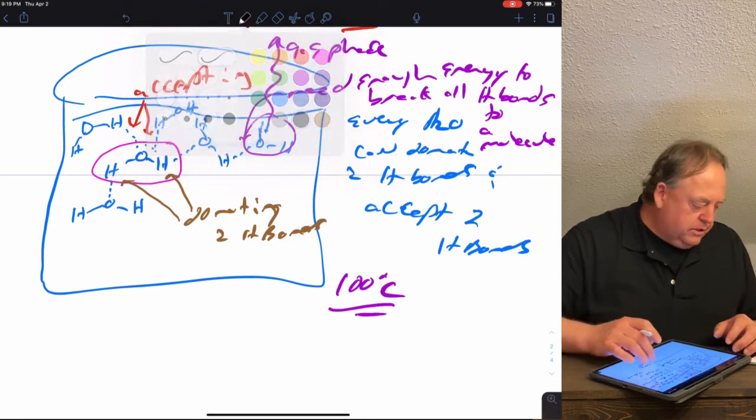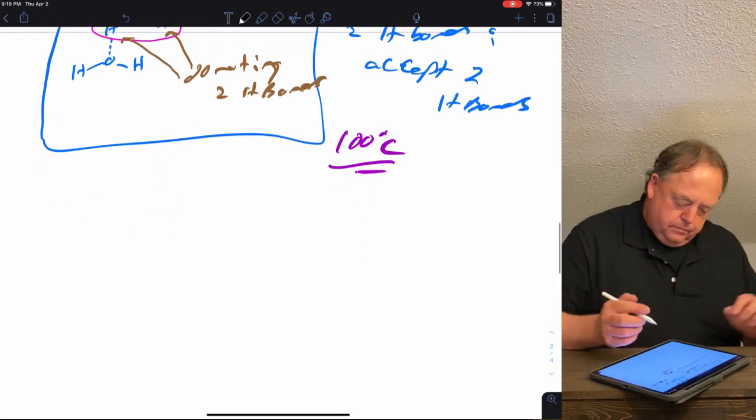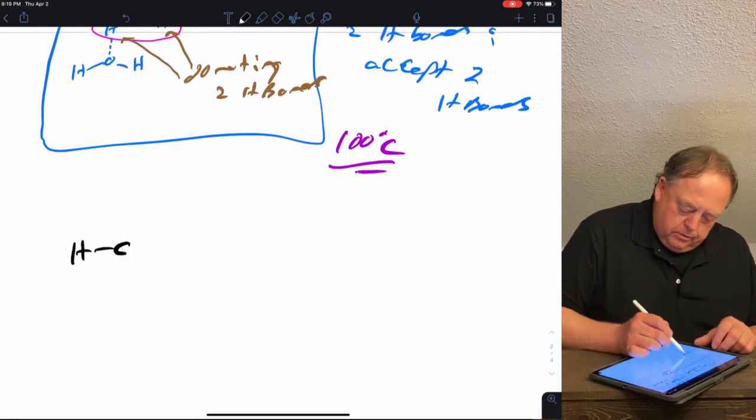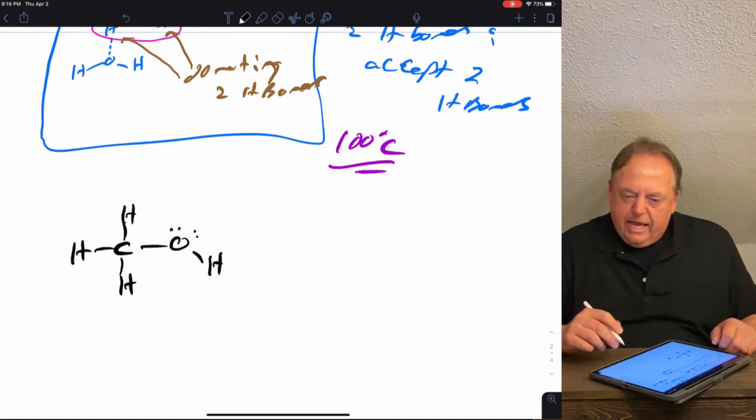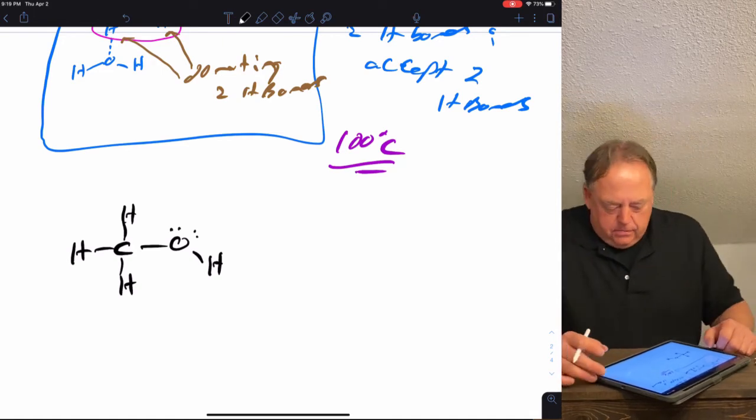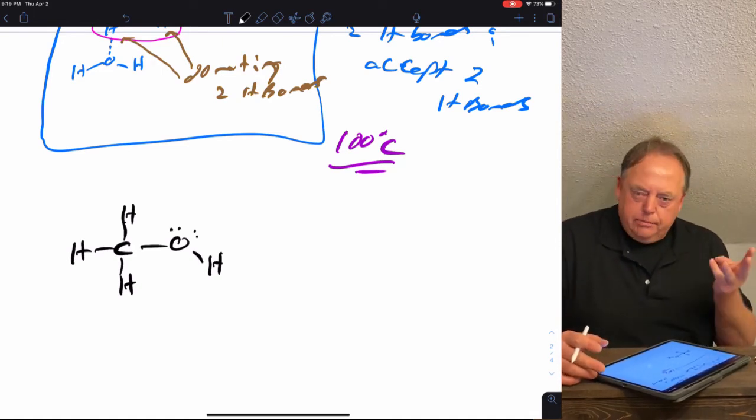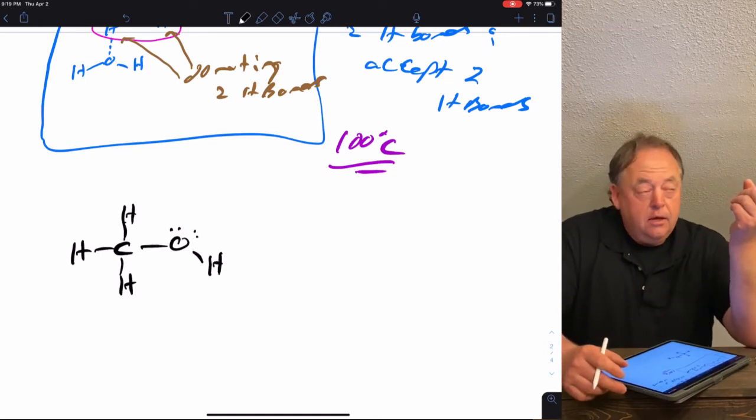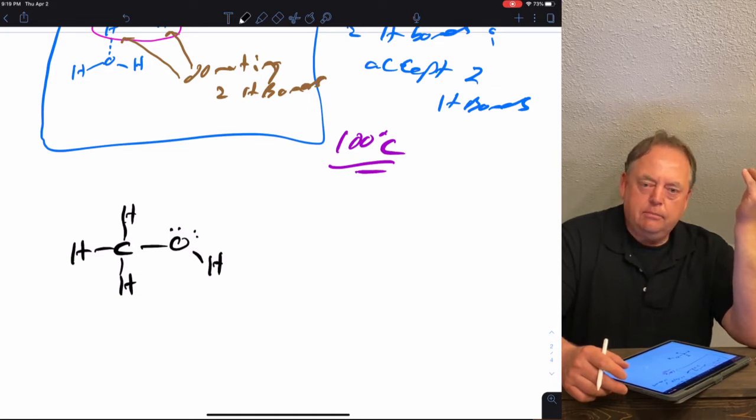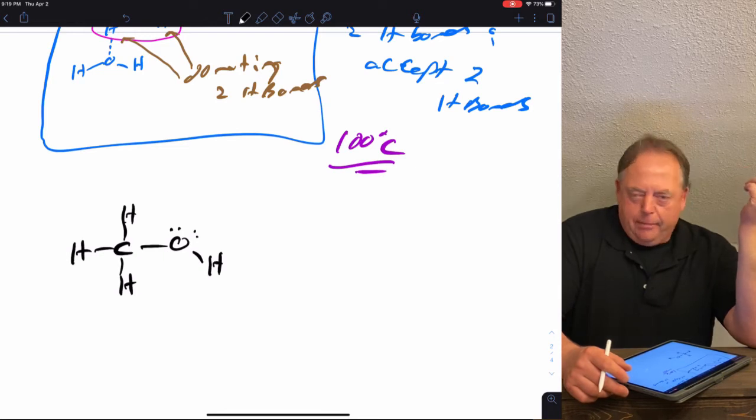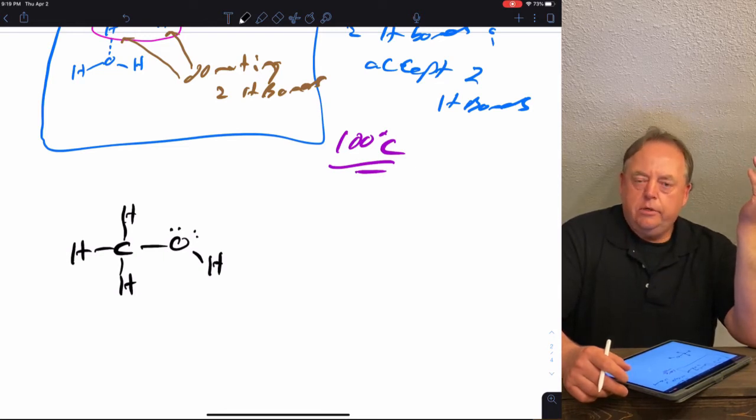Okay, so if we take another example, so if we take this molecule, right, can it make hydrogen bonds? So we've looked at 3 types of intermolecular attractions now: hydrogen bonds, dipole-dipole attractions, and van der Waals attractions. The strongest is hydrogen bonds, then dipole-dipole is second strongest, and van der Waals is the weakest.